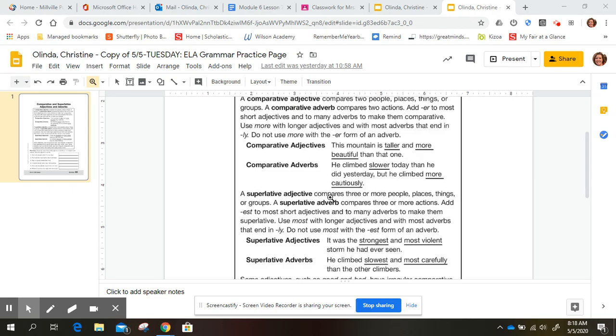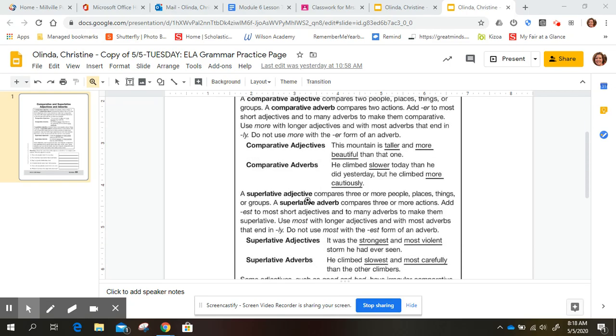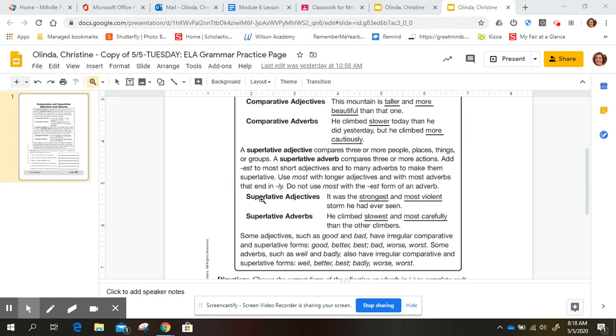A superlative adjective compares three or more people, places, and things. So there's a difference. Comparative is two, and a superlative is three. A superlative adverb compares three or more actions. Add est to most short adjectives and to many adverbs to make them superlative. Use most with longer adjectives and with most adverbs that end in ly. Do not use most with the est form of the verb.